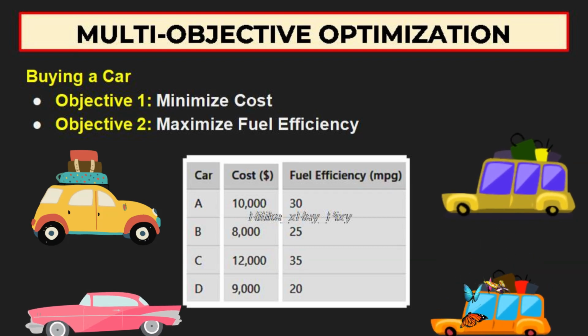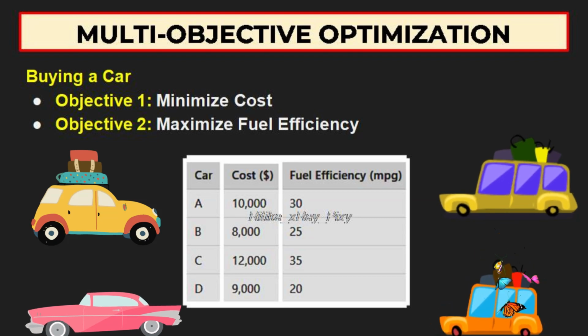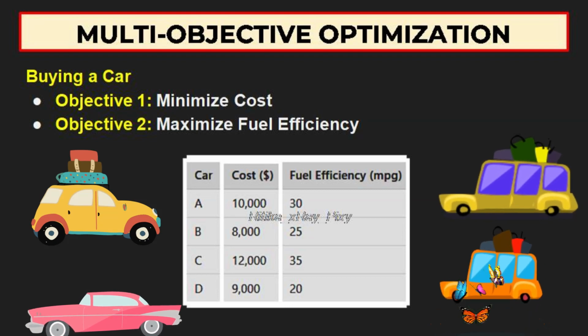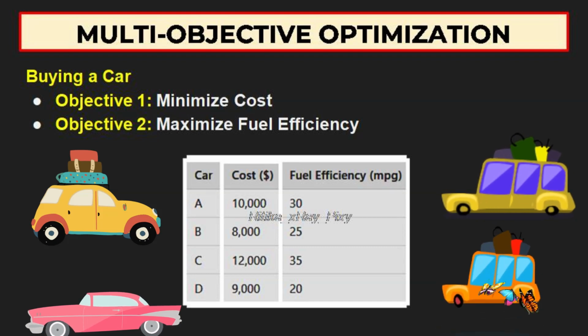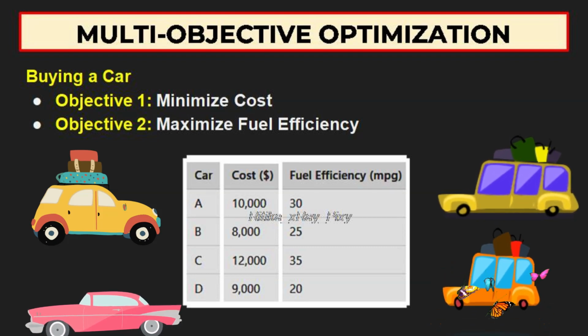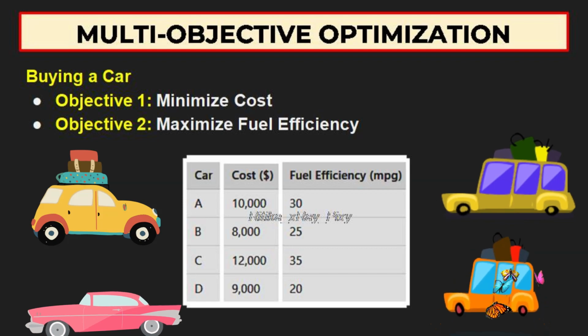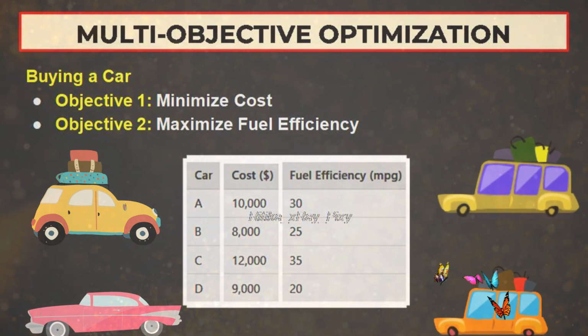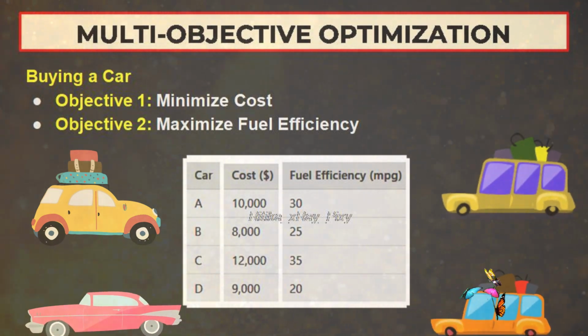For the first car, we have the cost of $10,000 and its fuel efficiency is 30 mpg, that is 10.62 km per liter. For car B, its cost is $8,000 and its fuel efficiency is 25 mpg. Car C costs $12,000 and has a fuel efficiency of 35 mpg. For car D, we have a cost of $9,000 and a fuel efficiency of 20 mpg.